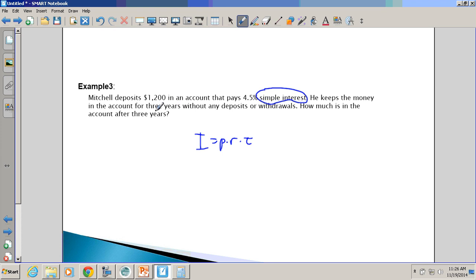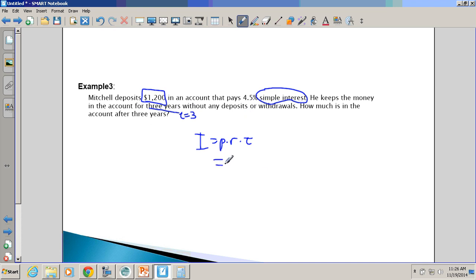He keeps the money in the account for 3 years, so that means T is 3. He's not depositing anything else in, so he's not doing anything else with this account. You want to know how much is in the account. He's starting out with this much, and he's going to make some interest off this. So let's figure out what his interest is.